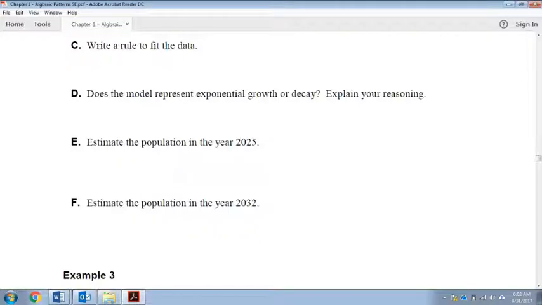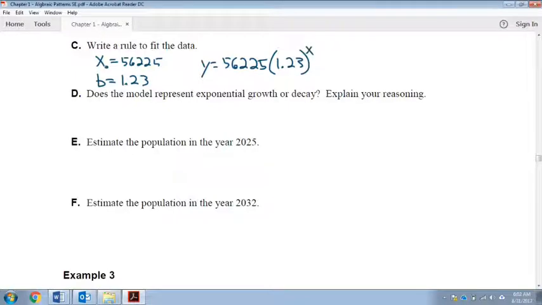Alright, letter C, write a rule to fit this data. We already found our average ratio is 1.23. We just need our starting point. So just look at your x of 0, and you get 56,225. So y, or f of x, equals 56,225 times 1.23 to the power of x.